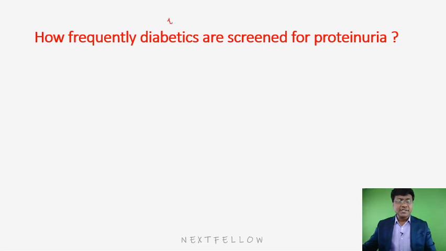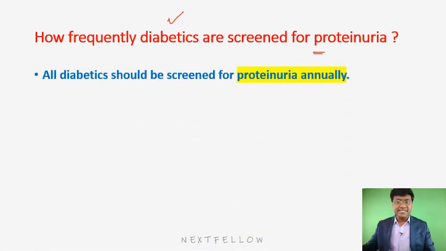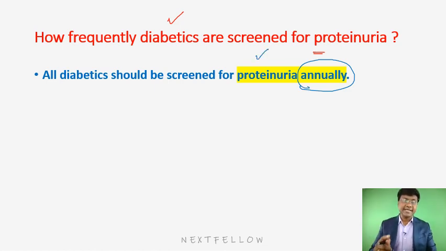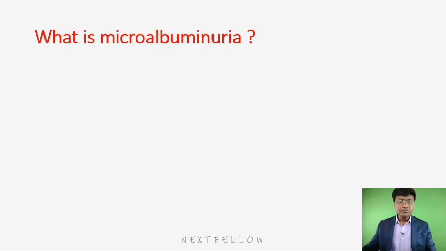Now the point is, how frequently are these diabetics screened for proteinuria? Let me tell you, these diabetics have to be screened annually for proteinuria, wherein you can detect the development of diabetic nephropathy in the early stages. Next. Now, if there is proteinuria, the first important thing they develop is microalbuminuria.